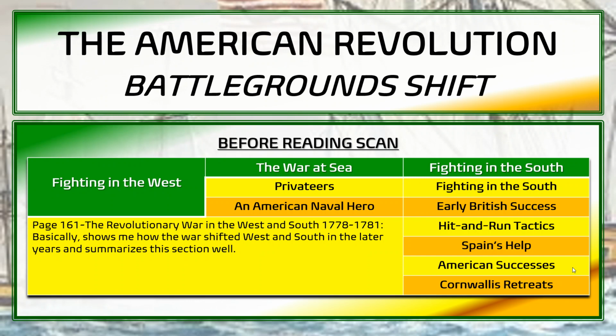We'll also look at the map on page 161, the Revolutionary War in the West and South, 1778 to 1781. Basically, it shows me the war shifted from west to south in later years and summarizes this section as well.